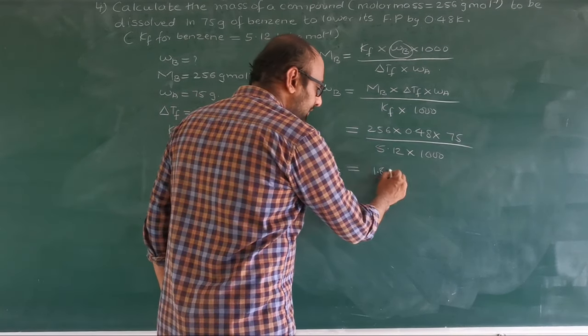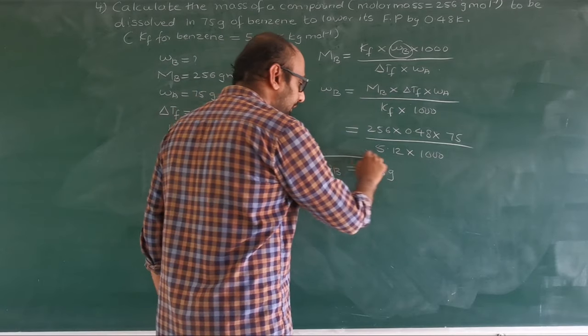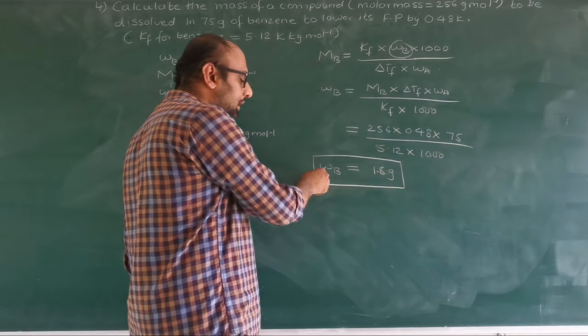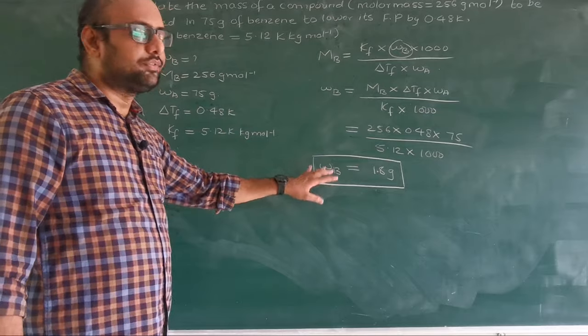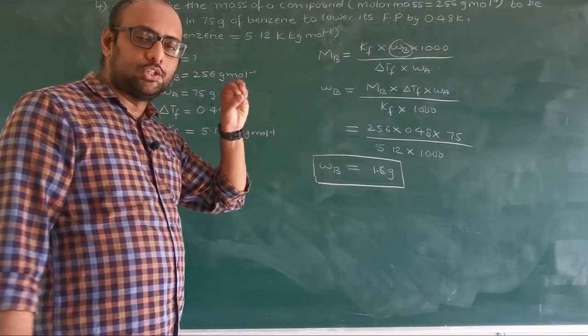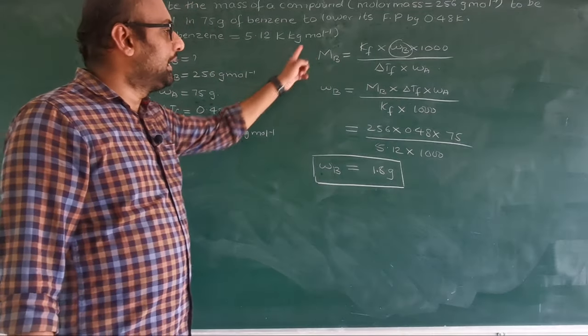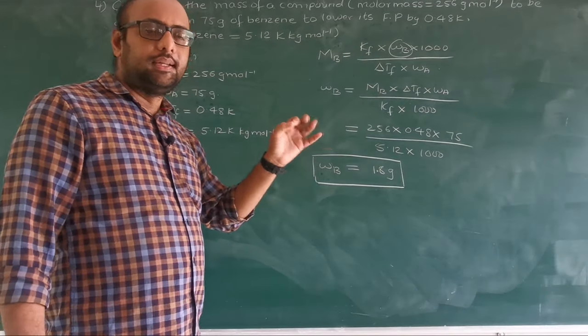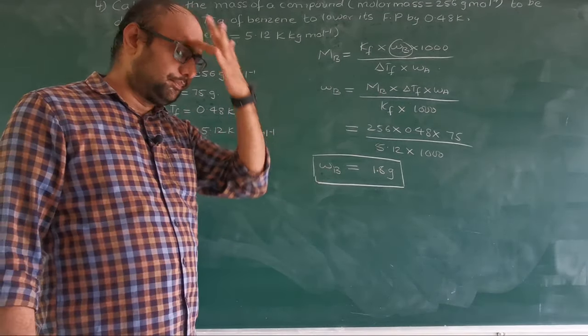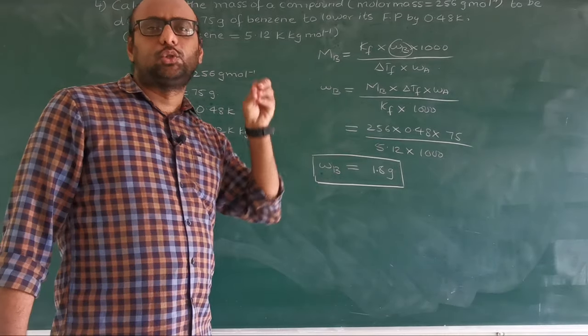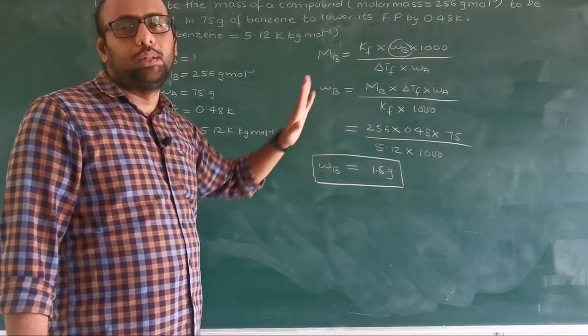Now, the unit here is gram, because you are calculating just the mass, not molar mass. So this is the mass of the unknown compound, mass of the solute, that is 1.8 gram. So usually MB will be asked to calculate, then the value of WB will be given. If the WB is asked to calculate, then the value of MB will be given.